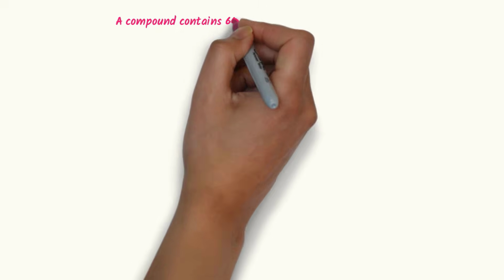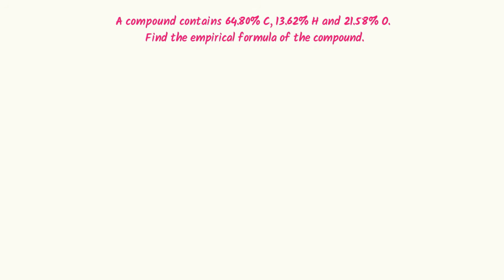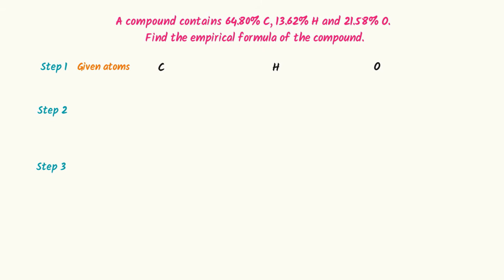A compound contains 64.80% carbon, 13.62% hydrogen, and 21.58% oxygen. Find the empirical formula of the compound. Well, I solve these types of questions in 3 steps. In the first step, I write the given atoms. The given atoms are carbon, hydrogen, and oxygen. The gram atomic mass of carbon is 12 gram, that of hydrogen is 1 gram, and that of oxygen is 16 gram.